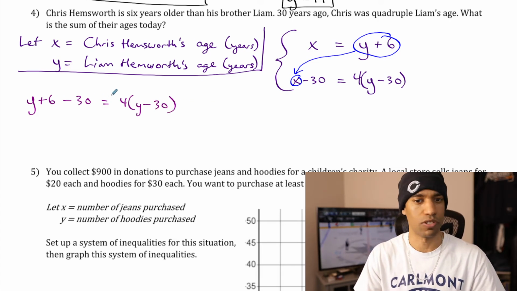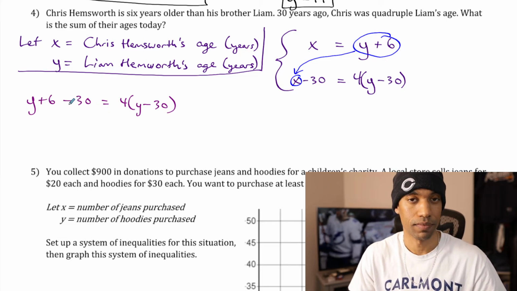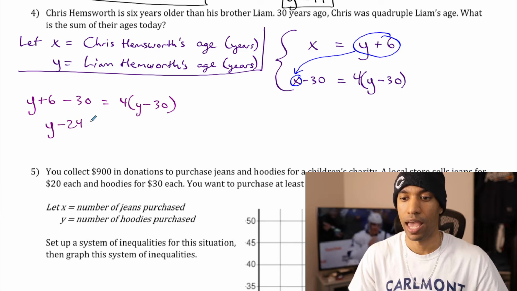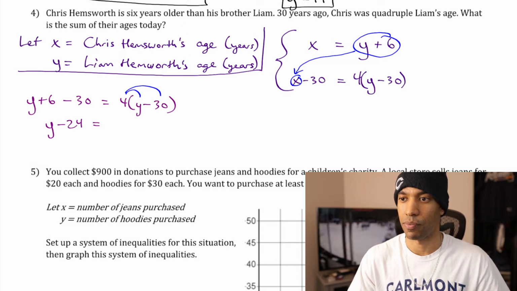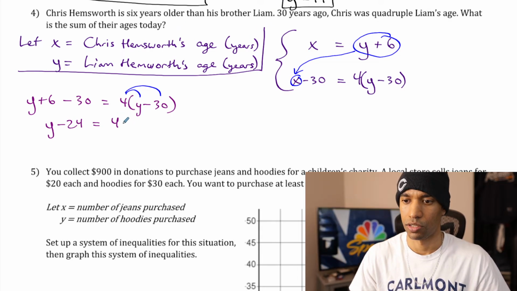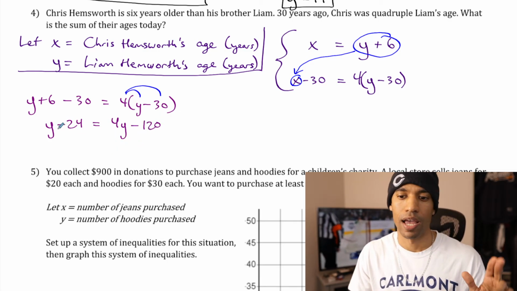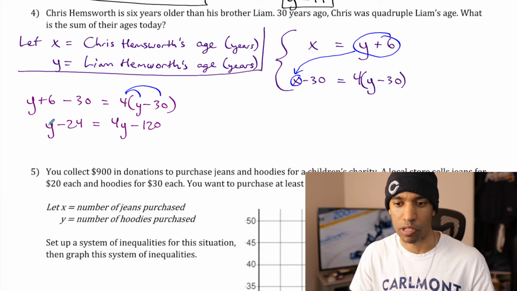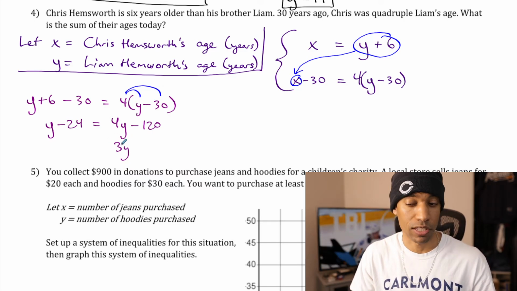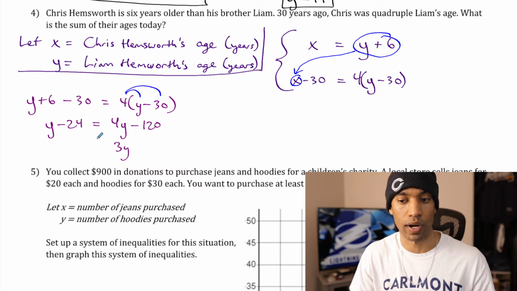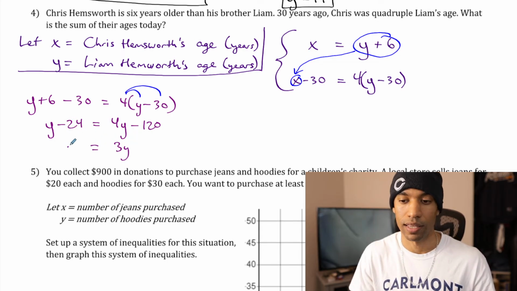Kind of a weird looking equation, but if I say solve for y, let's do it. 6 minus 30 is negative 24, so y minus 24. I'm going to go ahead and distribute this now. 4 times y minus 30 is 4y minus 120. Now I've got to start solving for y. I like to keep my variables positive whenever possible, so I'm going to subtract y from both sides. So I get 3y. And if I'm getting y by itself on one side of the equation, I'm going to add 120 to both sides. Negative 24 plus 120 is 96.